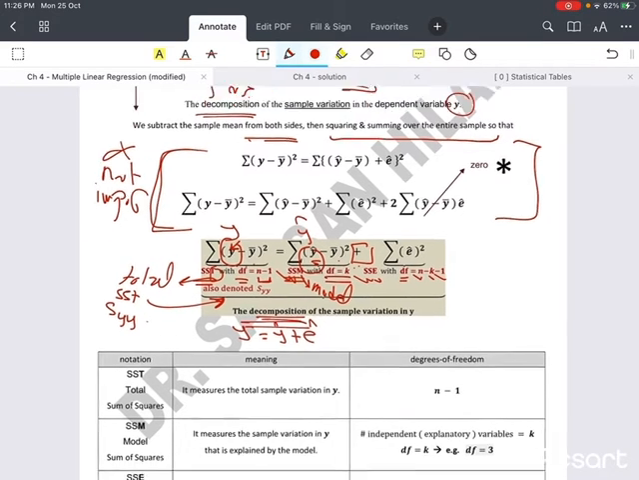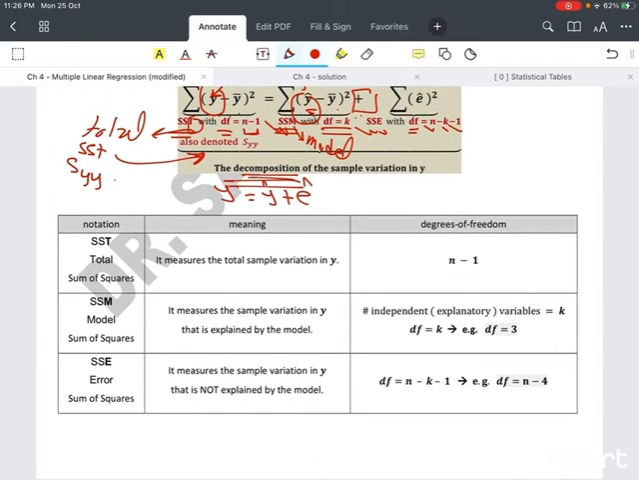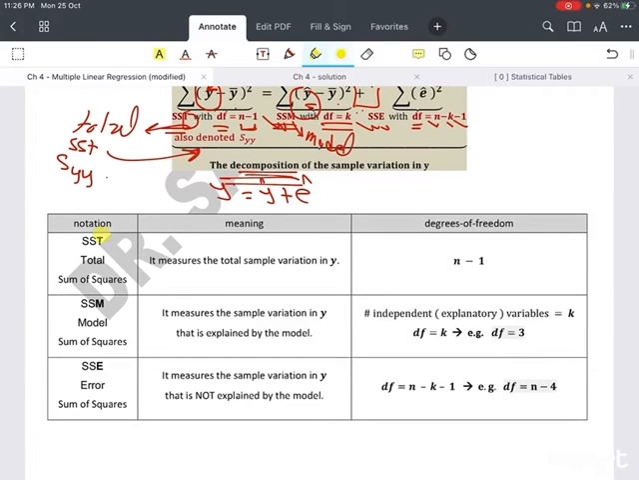So you will find this information summarized in this table. So you can find here sum total, okay, SST, which is sum squared total, and M for model and E for error. Okay, so sum of square, it does not change. Also T, M, E. T with total, M with model, E with error. Okay? So the total, it measures the total sample variation.